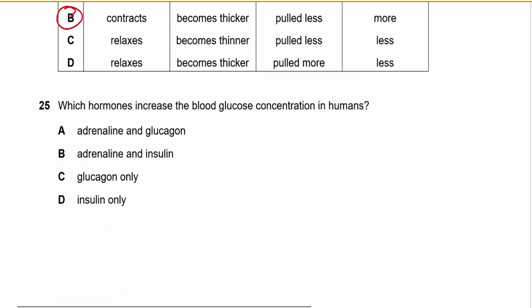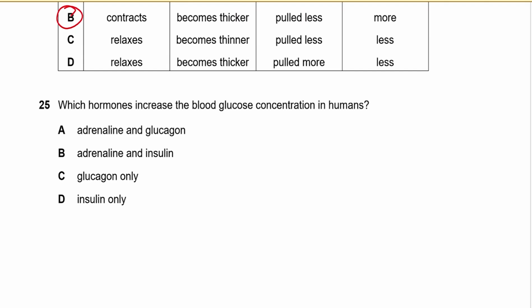Then number 25 says, which hormones increase blood glucose concentration in humans? We have two hormones. Glucagon usually increases glucose by stimulating conversion of glycogen into glucose in the liver, when there is low blood glucose concentration. But adrenaline also increases blood glucose, especially when someone is preparing for fight or flight. You will need some energy, so more glucose is needed so that it can be broken down to give you energy. So for 25, it will be A.